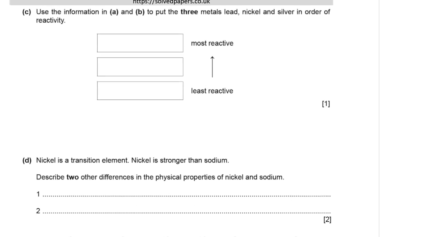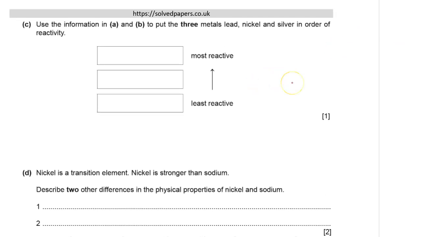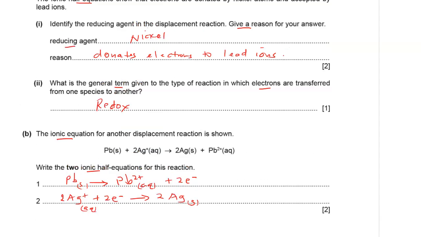Okay. Part C. Use the information in A and B to put the 3 metals lead, nickel, silver in order of reactivity. Nickel is more reactive than lead because it has displaced lead from a solution, and lead is more reactive than silver. Of course, you can have a look at the equations here.